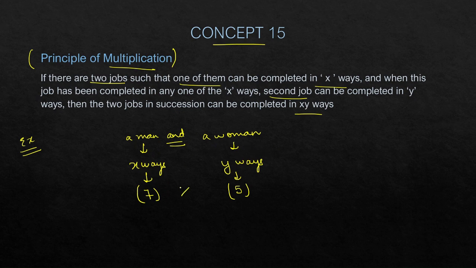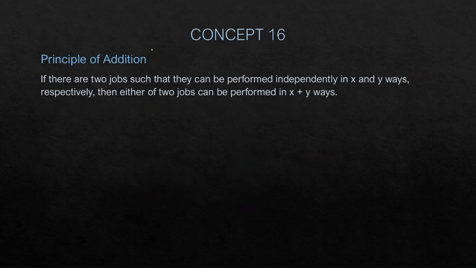So what happens is we multiply these two. Principle of multiplication: and here means multiply. Whenever we use the term and, it means multiplication. That is both the things are to be done. Focus on the term both. Whenever both things are to happen, we need to multiply. But whenever we have the option that either a man or a woman, then we'll add, which is our next principle, that is principle of addition.